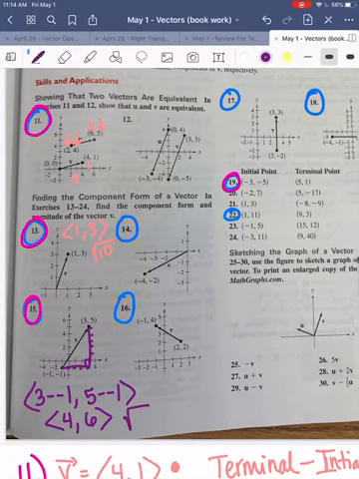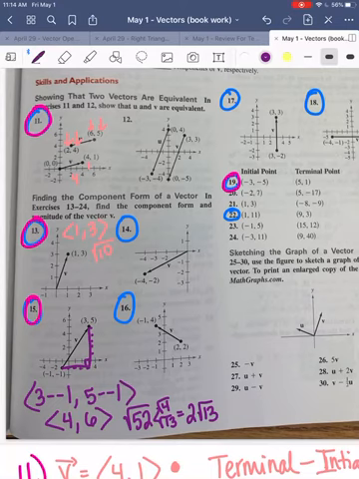Now I'm going to type in 4 squared plus 6 squared, and that gives me 52, but that can simplify into 4 and 13. And so my answer is 2 root 13. That's my magnitude. Notice it didn't ask for direction. It just asked for magnitude.